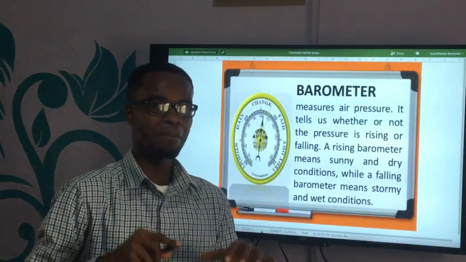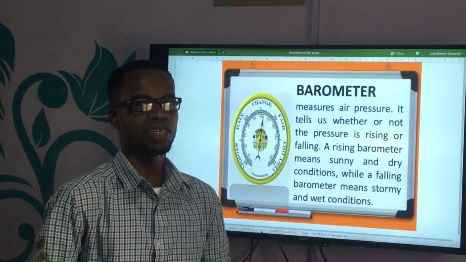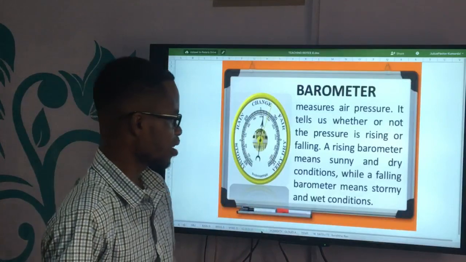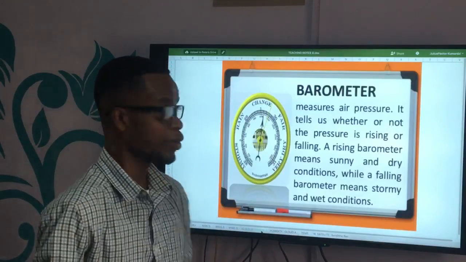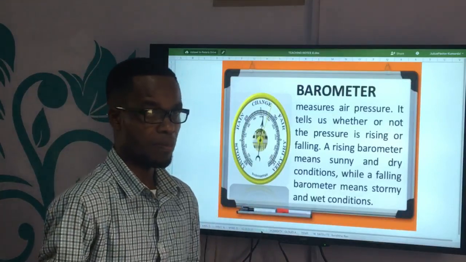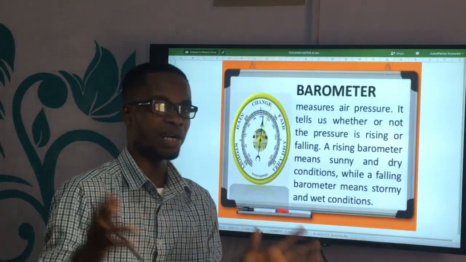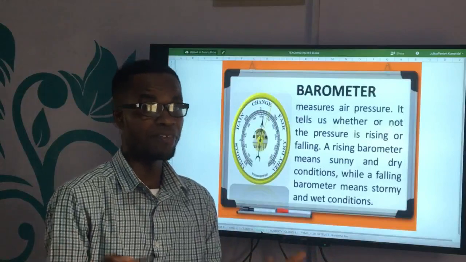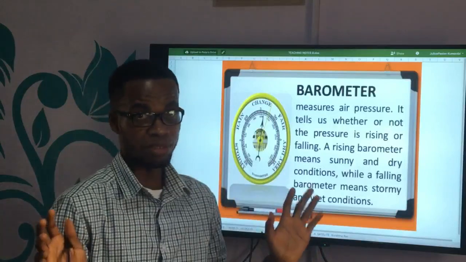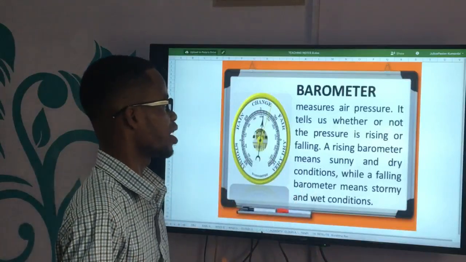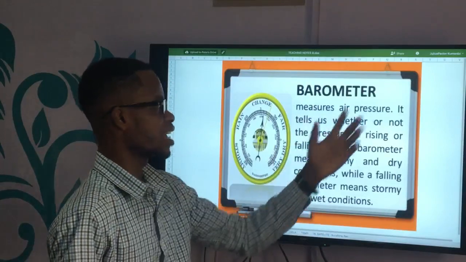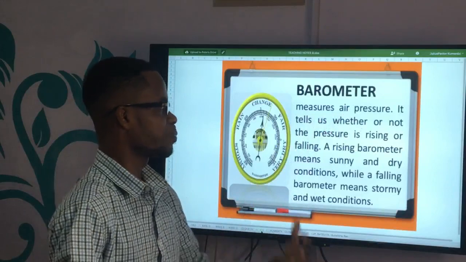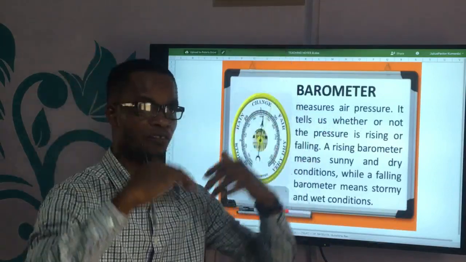Atmospheric pressure. The amount of pressure in the atmosphere. So this is something we have to also look at. The barometer. There are different kinds, the aneroid barometer, and so many others that have been named after their inventors. But we have the barometer used to measure atmospheric pressure. So it measures air pressure. So it tells us whether or not the pressure is rising or falling.